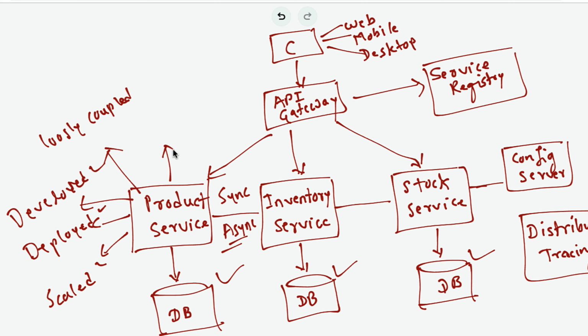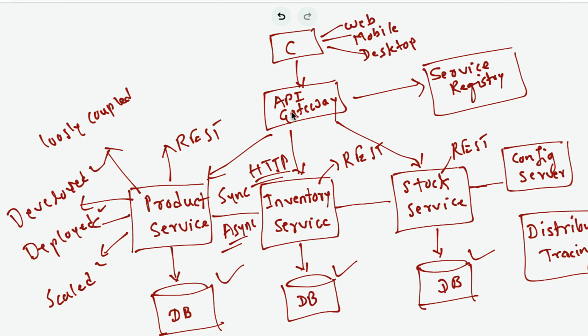For example, product service can expose REST APIs, inventory service can expose REST APIs, and stock service can expose REST APIs. And here product service can communicate with inventory service. It means product service has to call the REST API of inventory service using the HTTP protocol. Each microservice can expose REST APIs, and each microservice can call another microservice's REST APIs using the HTTP protocol. So this is synchronous communication. And in the case of asynchronous communication, the microservices have to use a third-party component, a message broker, for asynchronous communication.